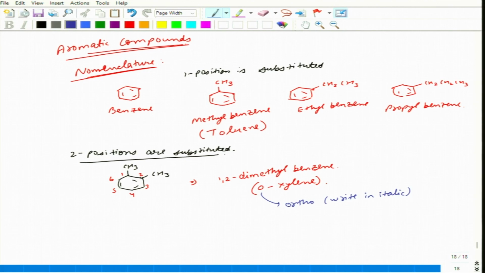Now what does this ortho indicate, and what if the methyl comes at the 3, 4, 5 positions, and what if all the positions are substituted? What will the name be, how will we do the naming, and what will be the physical and chemical properties of these aromatic hydrocarbons? That we will discuss in the later classes. Thank you.